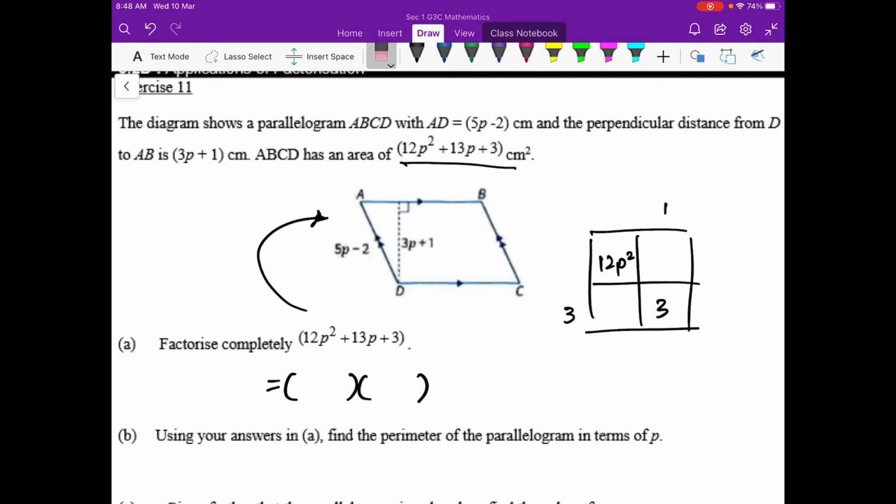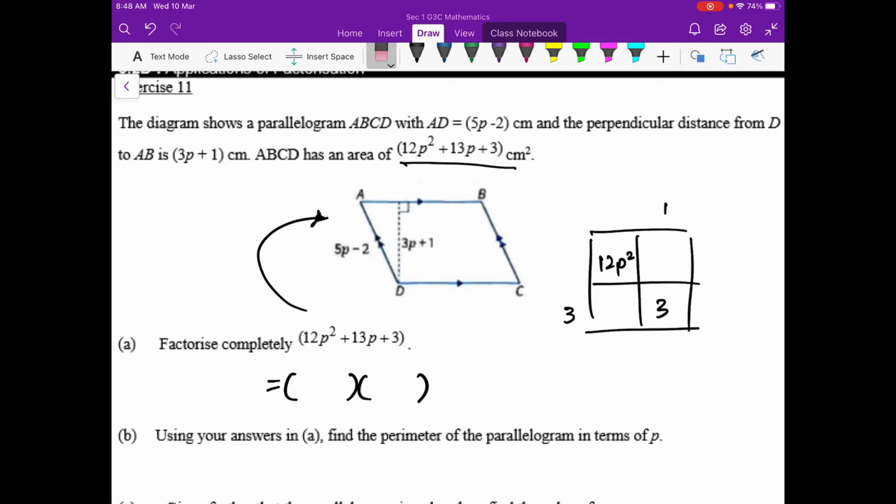This is what I'm going to expect. Perhaps one of them is going to be the length, then the other will be the perpendicular height. Is it reasonable to go along that line of thought? Quite reasonable. Perhaps one of them is the length, the other one is the perpendicular height. Well, I don't have the length, but I do have the perpendicular height of 3p plus 1.